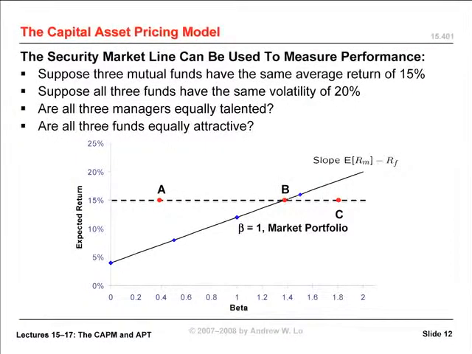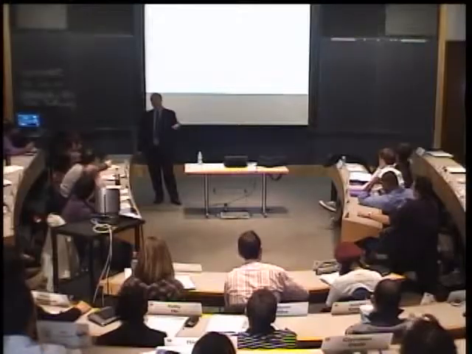Now, as I said, the performance evaluation approach to using the security market line is just to measure the vertical distances. And it can lead to some interesting results. For example, here are 3 managers. All 3 of these managers have a 15% expected rate of return. But they have different betas. And so the question is, if you had money to put into these managers, which would you choose?